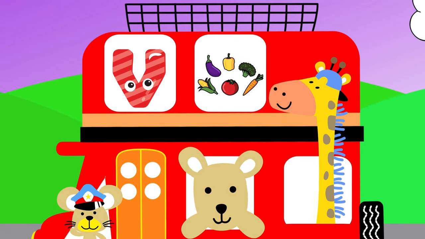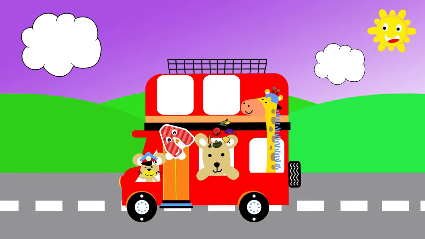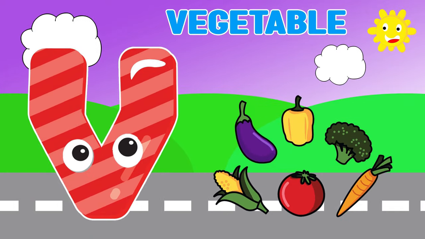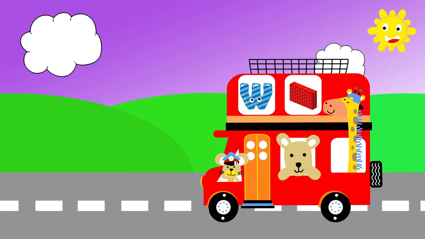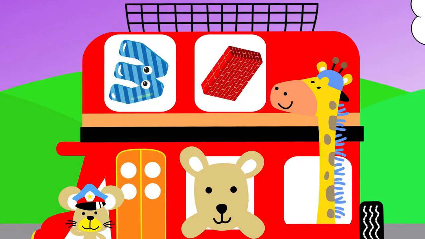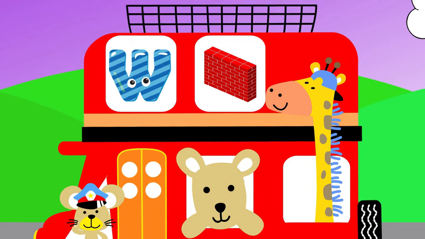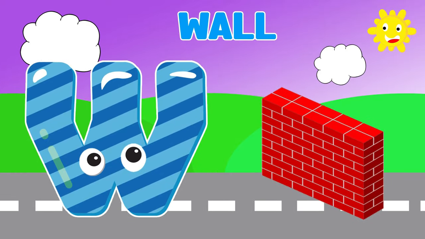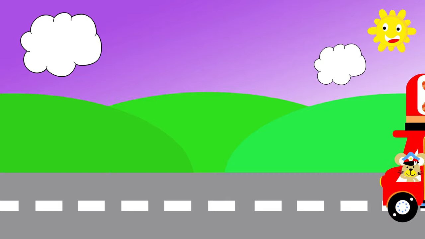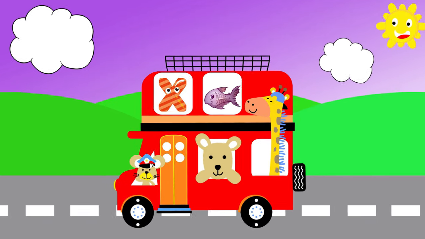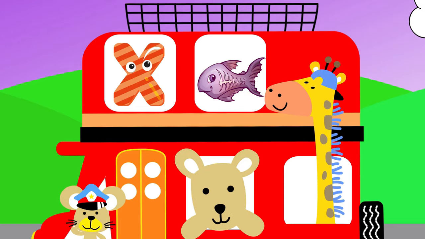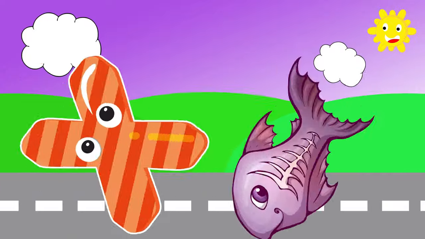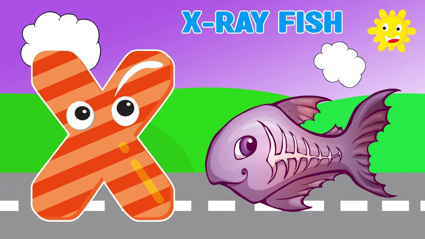V for vegetable. W for wall. X for extra fish.